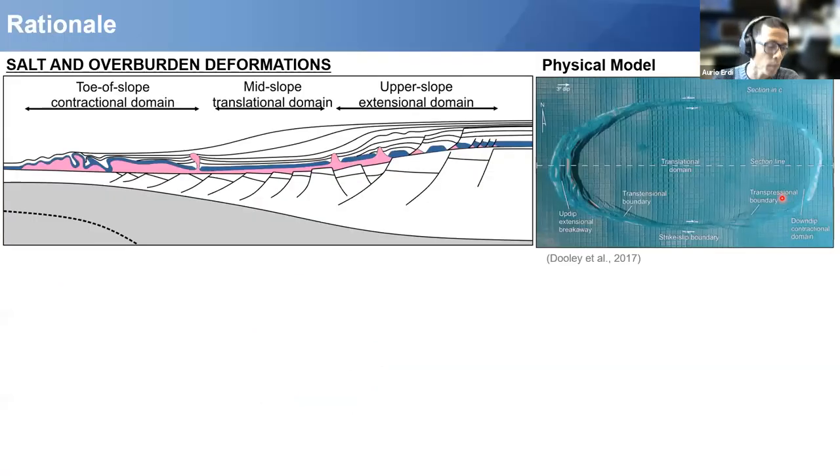So let me explain a little bit about the basic model of a salt-bearing passive margin for those unfamiliar with it. In the classical model of this type of basin, we understand that the basin can be divided into three deformation domains, consisting of the upper slope extensional domain represented by extensional structures such as salt rollers and rafts, the lower slope contractional domain represented by contractional structures such as salt anticlines, salt-detached thrusts, and salt nappes, in which these two are divided by a mid-slope translational domain that has historically been viewed as an area of relatively little deformation.